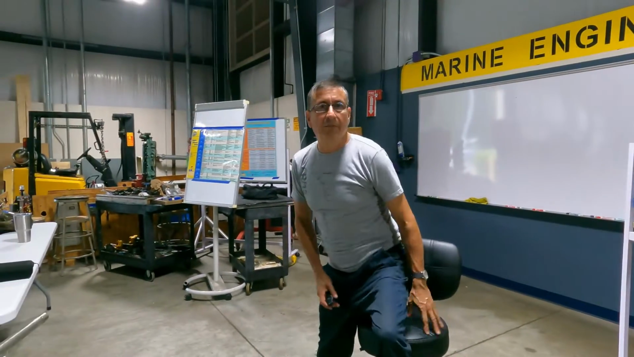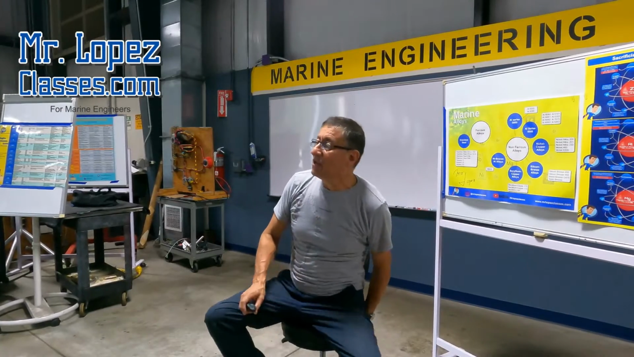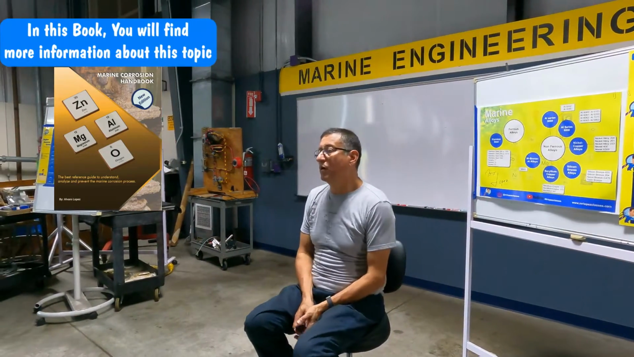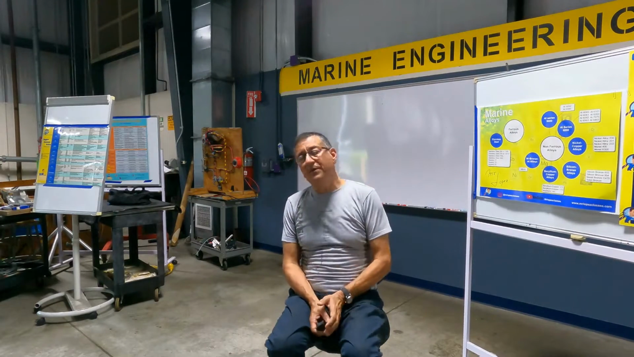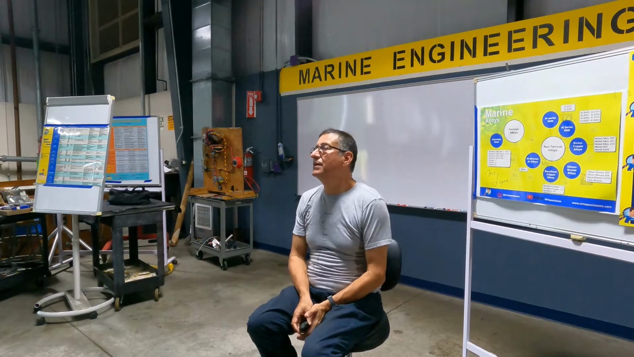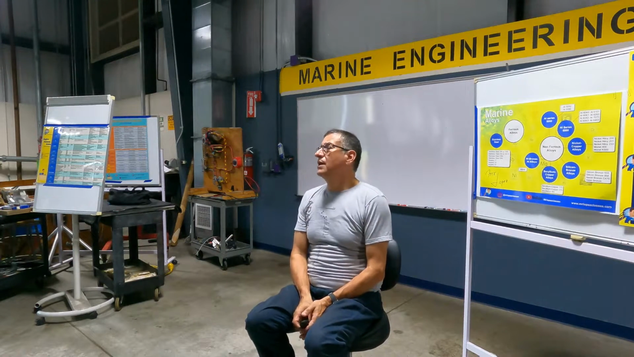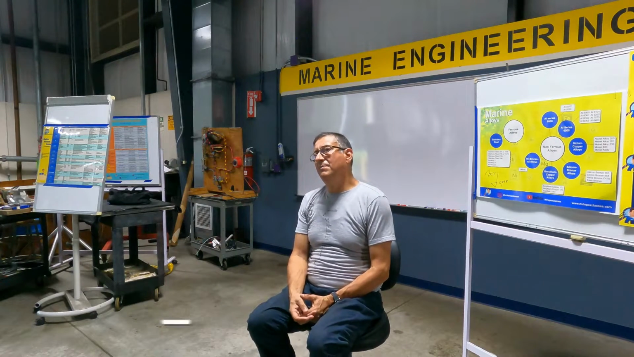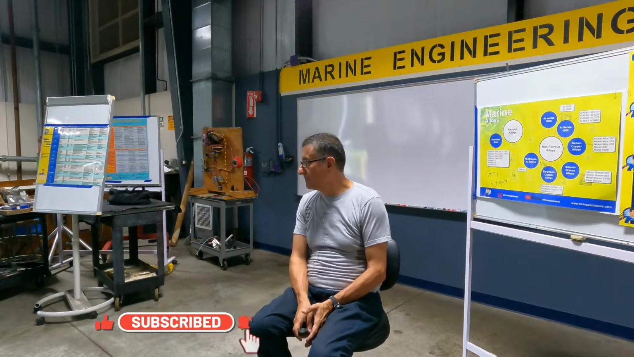In this presentation, we are going to explain the criteria to select the anodes according with the material of the hull, according with the type of water, according with the type of propulsion system. But before I start that presentation, I want to refresh: between aluminum, between zinc, and between magnesium, which one is more anodic?